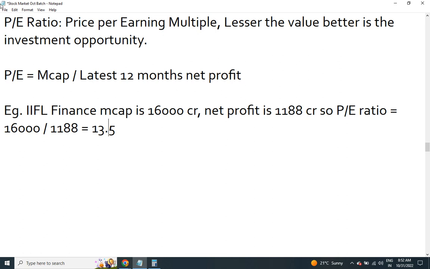So the PE ratio as a standalone doesn't give us any signal, doesn't make any sense to us. What we need to see is P by E by G. But to know P by E by G, we have to know what P by E is. That's why we have covered it. Now write down, this ratio is very important, especially for finance based companies.